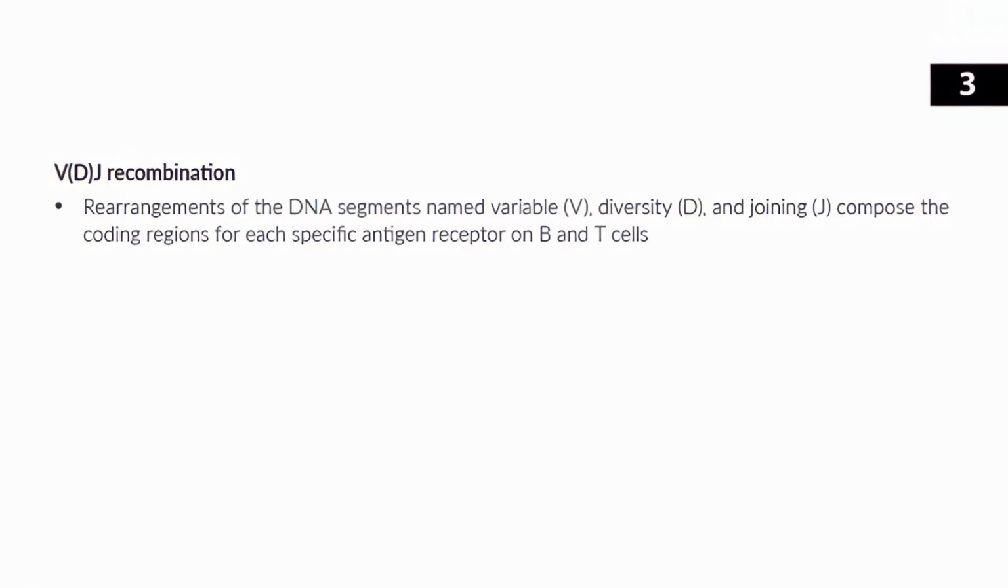The VDJ recombination is rearrangements of the specific segments of DNA, which are called the variable V segment, the diversity D segment, and the joining J segment. These segments compose the coding regions for each specific antigen receptor on B and T cells. So this process explains not only antibody variability, but also the variability in antigen specificity we see with T cell receptors.